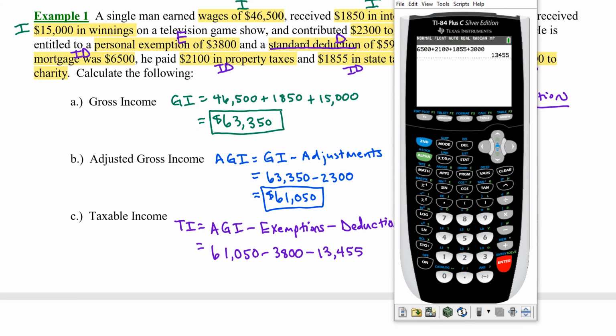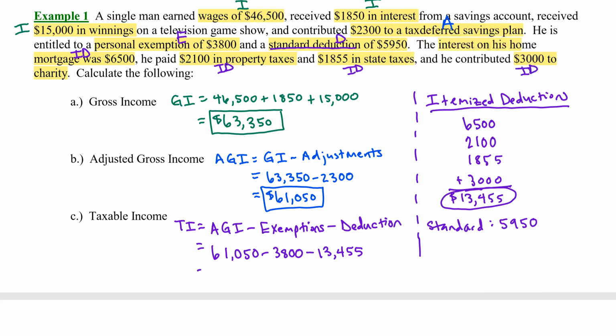All right, so let's put it all together. We have our adjusted gross income, $61,050, minus his exemption, $3,800, minus his itemized deductions, $13,455. So the amount that he's actually going to pay tax on is $43,795. Okay, so notice his gross income for the year was above $63,000, but he's only going to be paying taxes on a little over $43,000 of it.